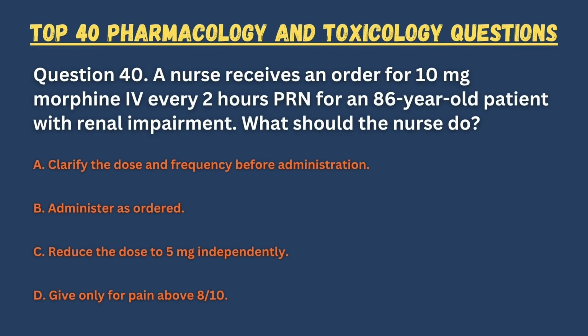Question 40. A nurse receives an order for 10 milligrams morphine IV every 2 hours PRN for an 86-year-old patient with renal impairment. What should the nurse do? A. Clarify the dose and frequency before administration. B. Administer as ordered. C. Reduce the dose to 5 milligrams independently. D. Give only for pain above 8 out of 10.